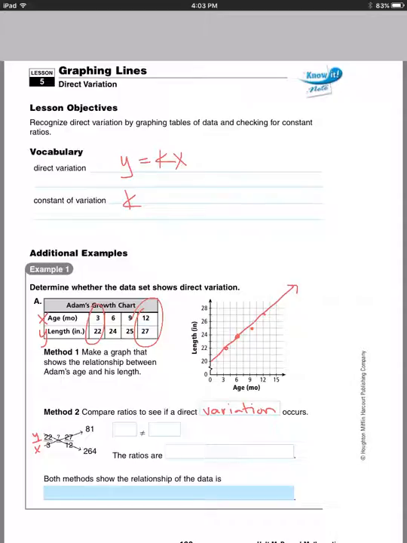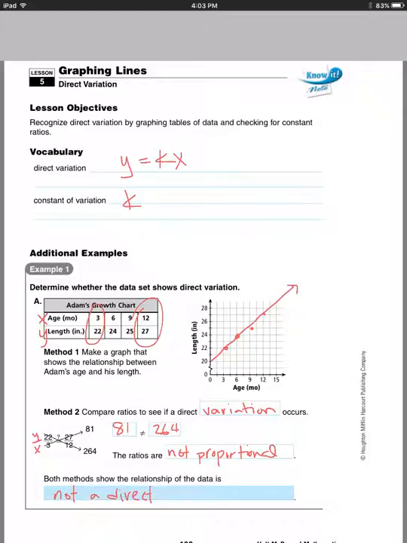Then they wanted to see if those two were proportional. So they cross-multiplied. 3 times 27, and got 81, and 22 times 12, and got 264. 81 is not equal to 264, so the ratios are not proportional. Both methods show that the relationship of the data is not a direct variation. Okay?